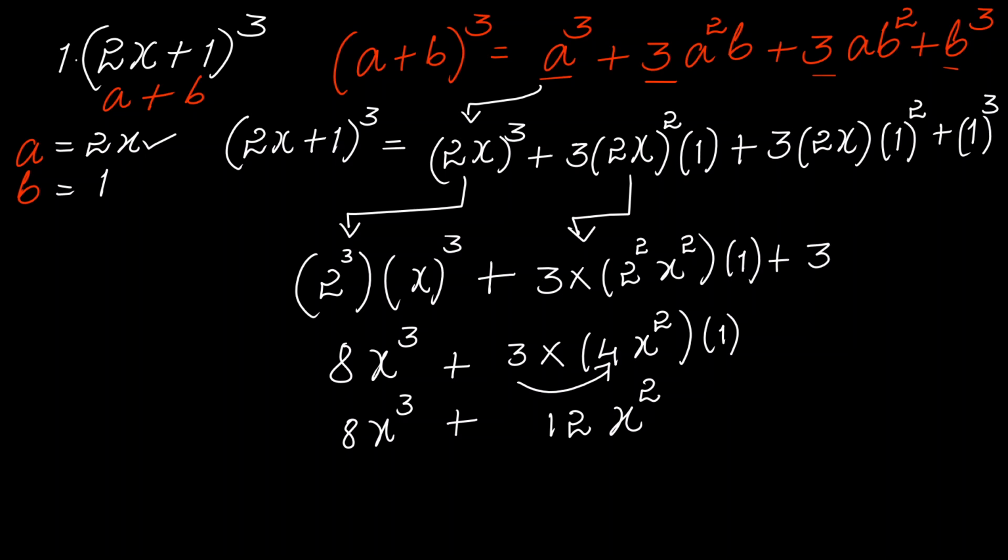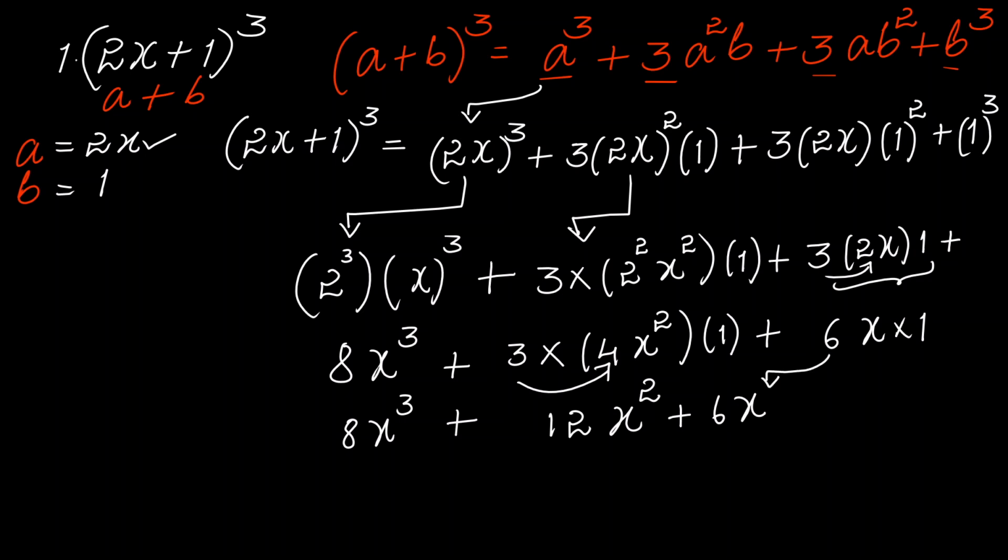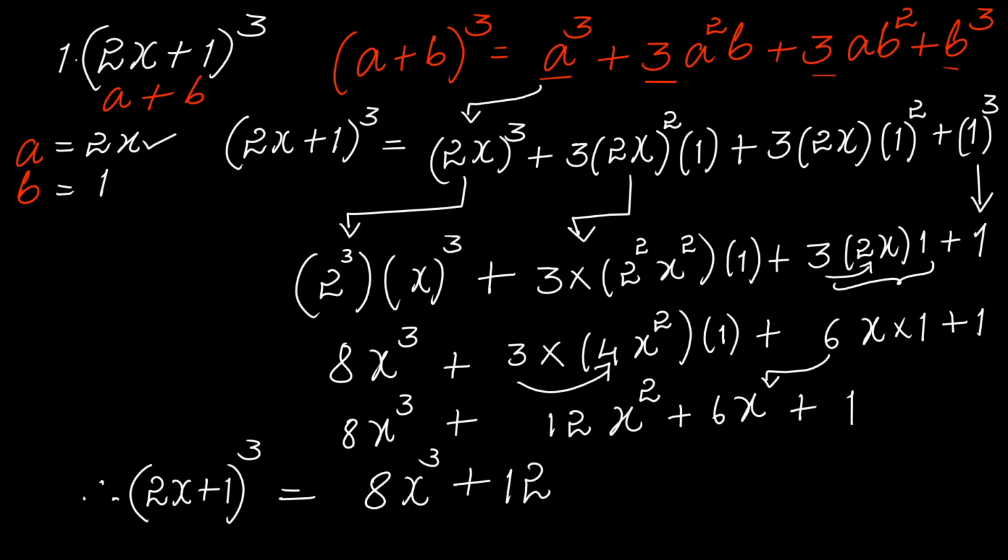Let's solve this third term. In the third term we have 3 multiplied by 2x multiplied by 1 square. So 1 square is 1 here, and 3 multiplied by 2x multiplied by 1. So what is 3 into 2? It is 6. 3 2s are 6x multiplied by 1. So 6x into 1 is 6x. So now let's solve the last term. Here we have b to the power cube. So what is b? It is 1 cube. So 1 cube equals 1 itself. So the final answer becomes 8x cube plus 12x square plus 6x plus 1. This is the final answer.